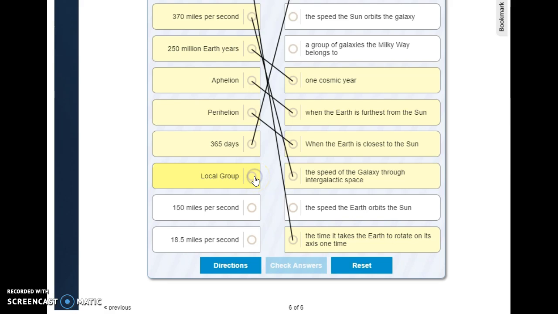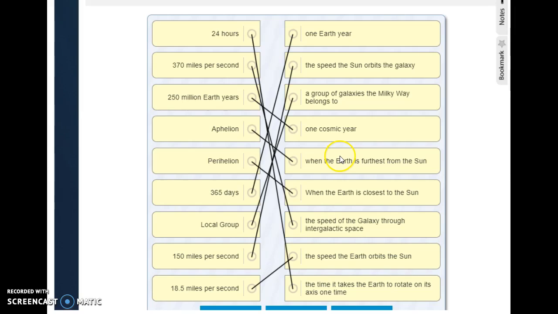Local group, we're talking about a group of galaxies the Milky Way belongs to. 150 miles per second, we're talking about the speed that the sun orbits the galaxy. And then 18.5 miles per second, we're talking about the speed Earth orbits the sun.